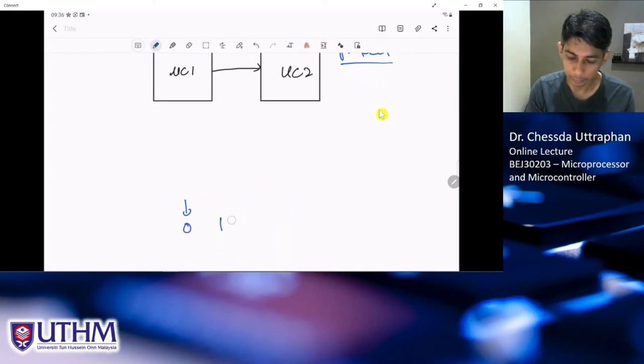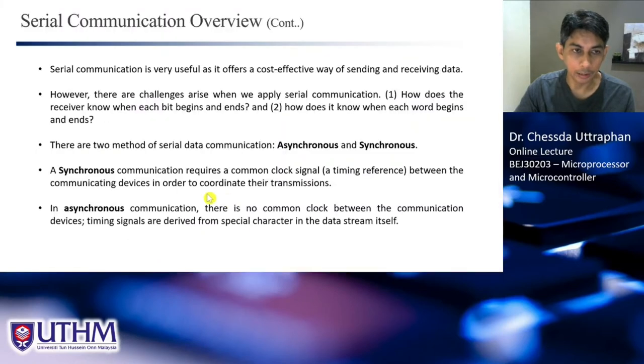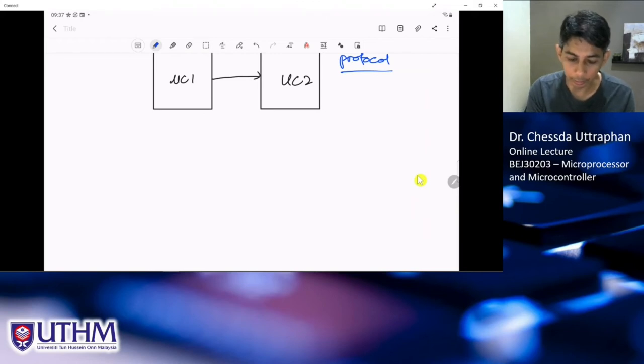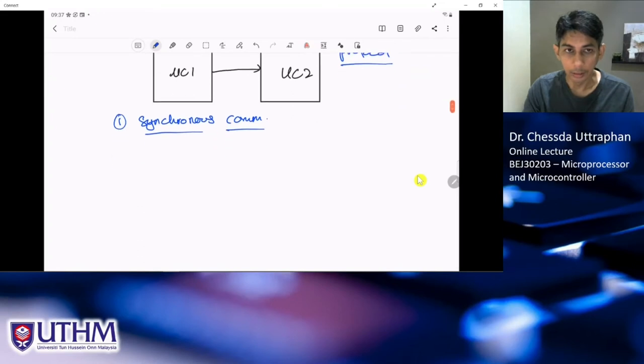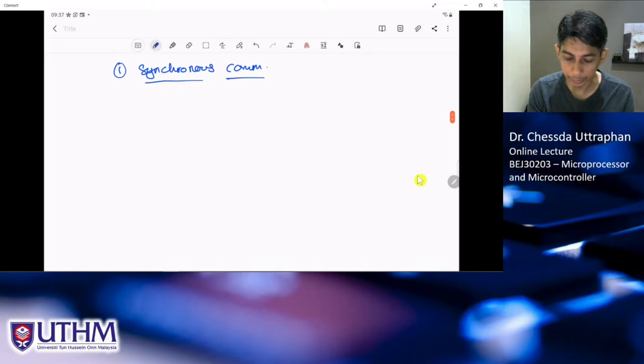There are two methods in implementing serial communication. The first one we call synchronous communication, and the second one we call asynchronous communication. Synchronous communication uses a clock to synchronize the communication process, and in asynchronous communication we have no clock, but we use another method to synchronize between the sender and the receiver. For the first method, the synchronous serial communication, the protocol that we use is by using the clock.